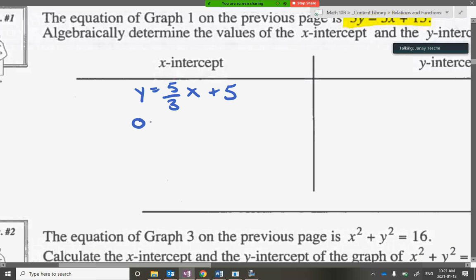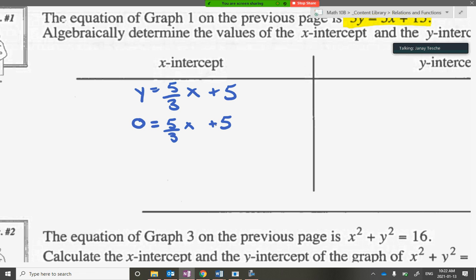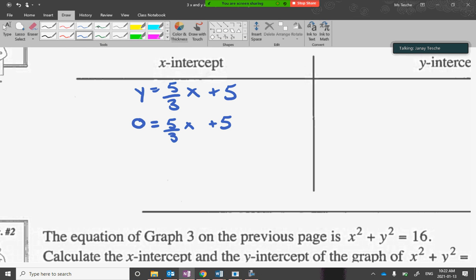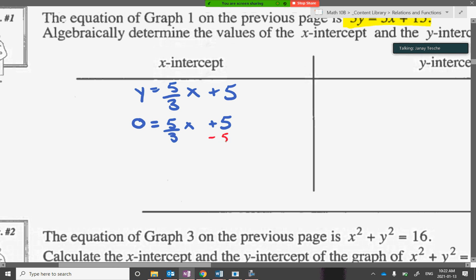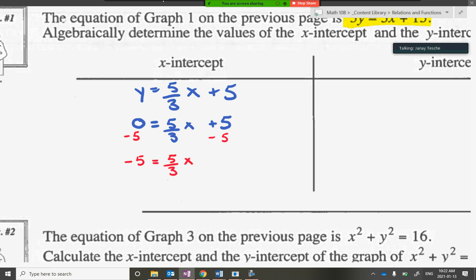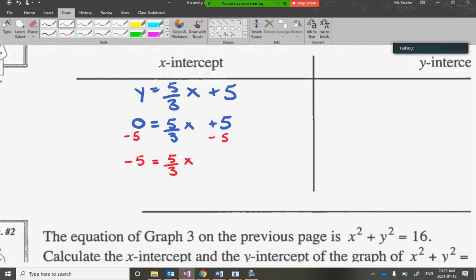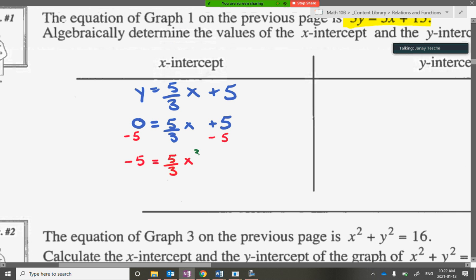So when I do that, I'm going to get 0 equals 5/3 x plus 5. How do I isolate and solve for x? Go ahead, Andy. Good. So we're going to subtract 5 from both sides. I have to isolate that variable, so I'm going to minus 5 from both sides. So then I get -5 equals 5/3 x. What's my next step? Good. Times both sides by 3.